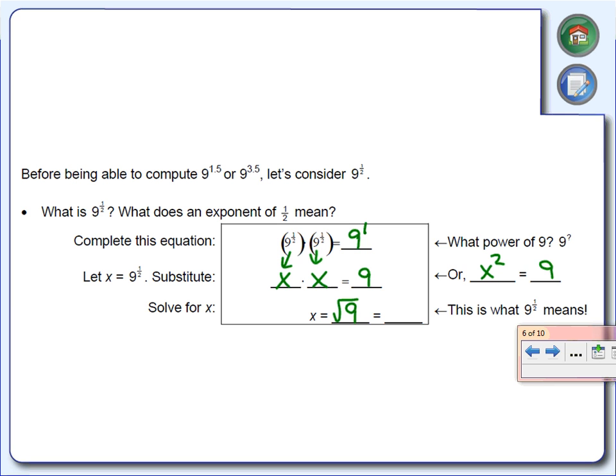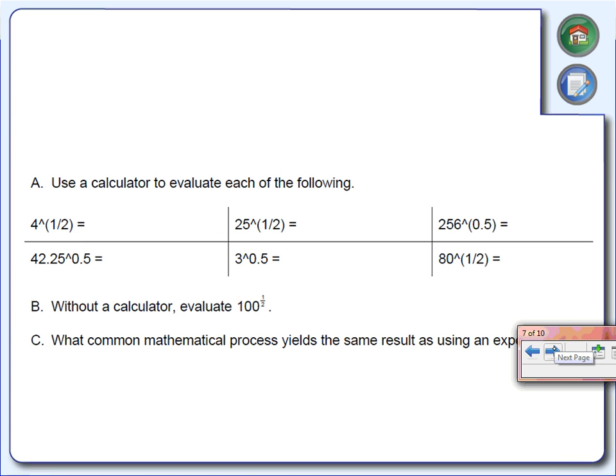So what we're going to do is we're going to square root the 9. And what is the square root of 9? 3. Square root of 9 is 3. So this is what 9 to the 1/2 power means. 9 to the 1/2 power means this right here, the square root of 9. Let's try some more. It'll make more sense once we see some more examples.